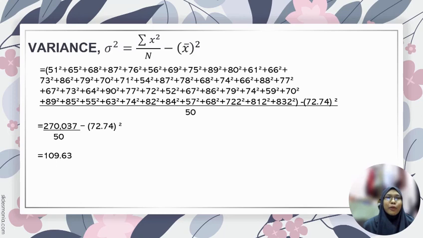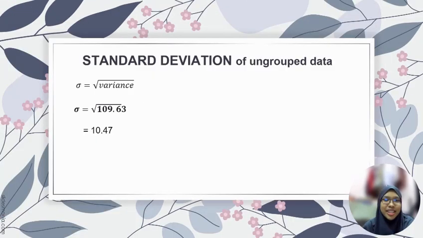Next part is variance. You use the formula and add the data, and you get the total of 109.663. And the last part from ungrouped data is standard deviation, which is you take the square root of the variance, and you get the answer 10.47.